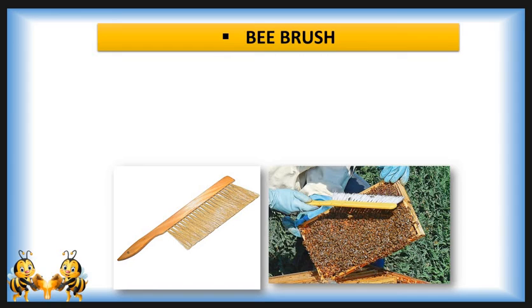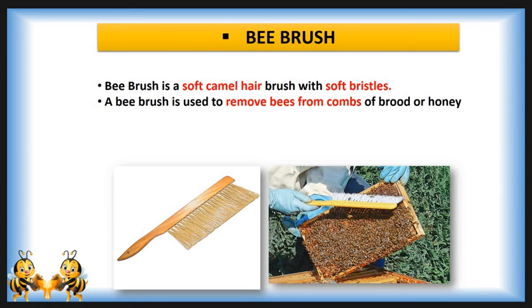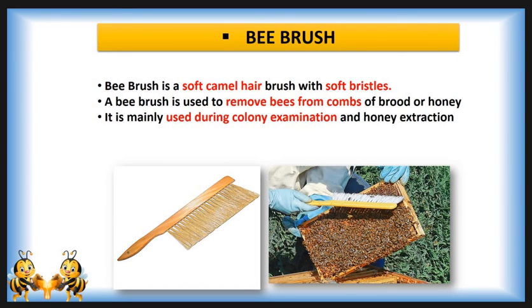Then the bee brush. A bee brush is a soft camel hair brush with soft bristles. A bee brush is used to remove bees from combs of brood or honey, particularly those bees that don't come off when the comb is shaken. It is mainly used during colony examination and honey extraction. Here the person is removing the bees using a bee brush.